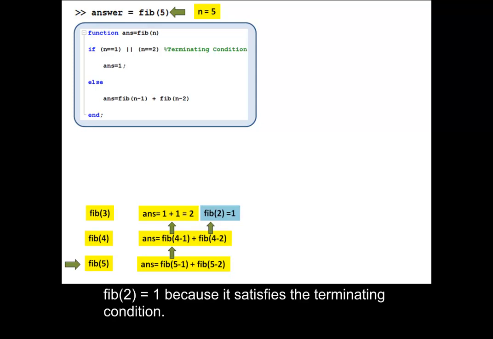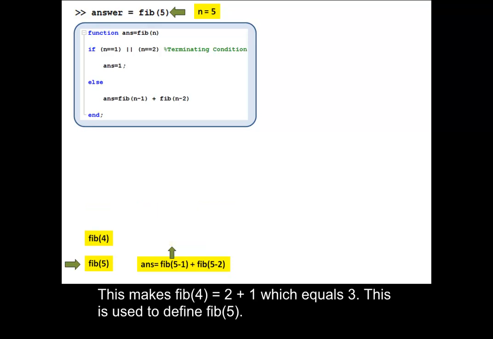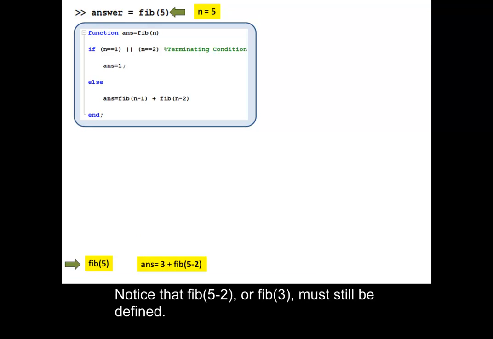Fib(2) equals 1 because it satisfies the terminating condition. This makes fib(4) equal to 2 plus 1, which equals 3. This is used to define fib(5). Notice that fib(5-2), or fib(3), must still be defined.